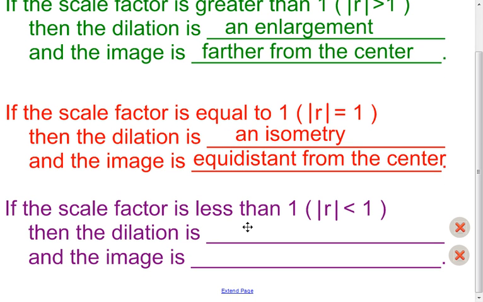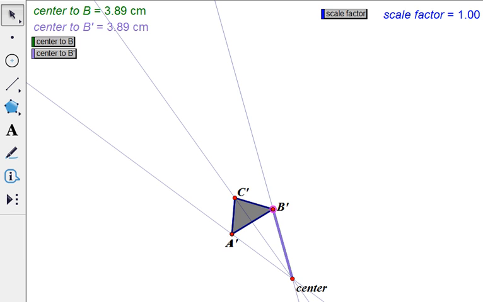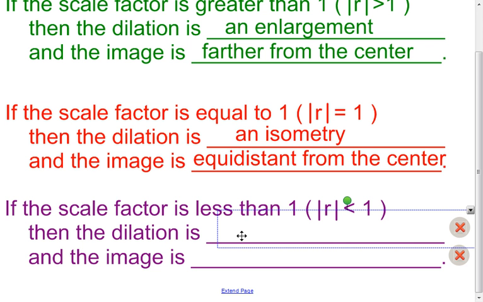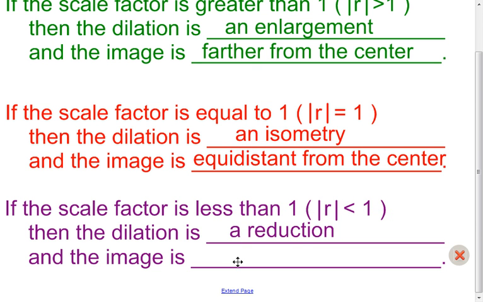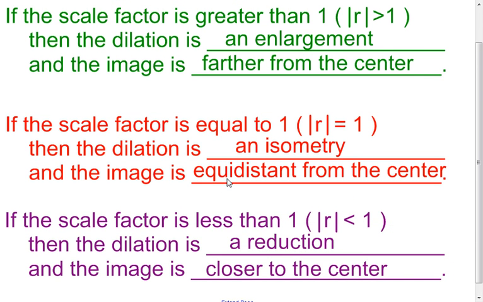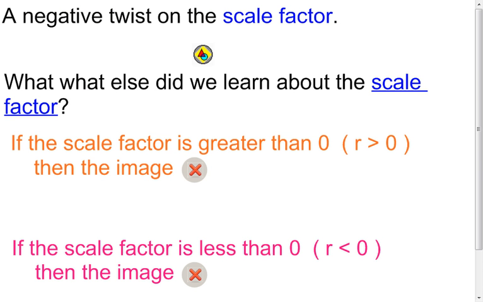And then in my last one here, when the scale factor is less than 1, notice it gets smaller. So we have what I'm going to refer to as a reduction. And it also gets closer to the center. So those are the 3 things that can happen with your scale factor. The absolute value can be greater than 1, the absolute value can be equal to 1, and the absolute value can be less than 1. And then what happens in those 3 different cases.